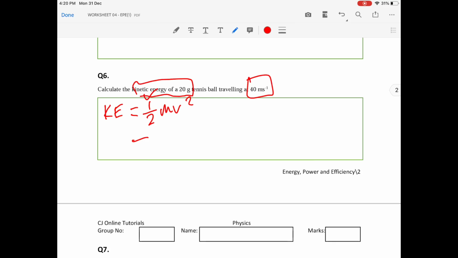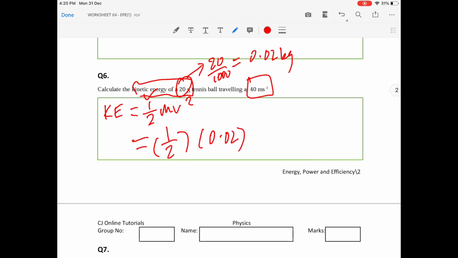Half mv squared. So it's half times, one important thing to note, always bring every unit to SI unit. In this case, 20 grams is the mass, but grams is not SI. So what you do is take 20 divided by 1000, which will give you 0.02 kilograms. Always bring to SI unit. 40 meters per second is the velocity, and that's already in SI units, so it's 40 squared. If you plug into your calculator, you will get 16 joules exactly.